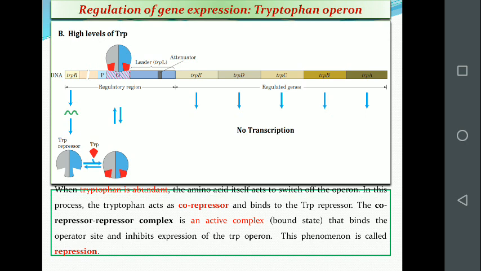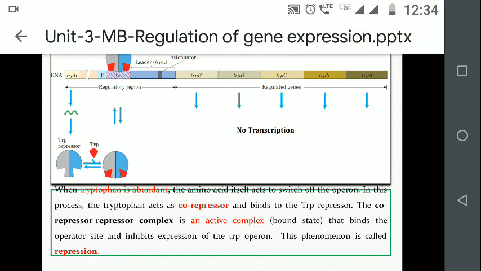So in the same way, the levels of tryptophan will also be maintained in a particular range. Above the level, the tryptophan operon is switched off, and below the level, the tryptophan operon is switched on. So that is what we are learning in this video lesson. And at high levels, what happens?